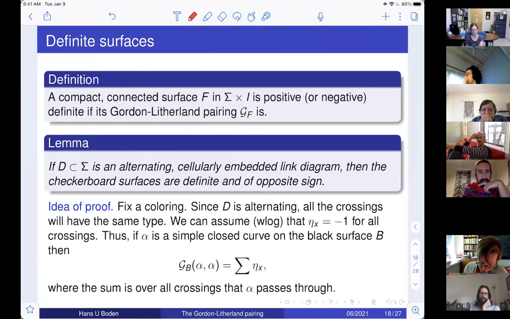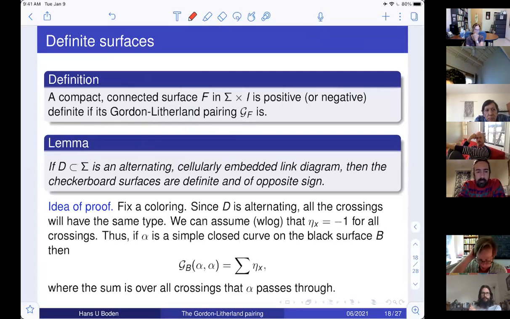And it's relevant here because, let me give one more definition. We'll say a compact connected surface is positive or negative definite if the Gordon-Litherland pairing is. And so the first lemma here is that if you have an alternating cellularly embedded link diagram, then the checkerboard surfaces are definite and of opposite sign. So let me try and explain why that's true.